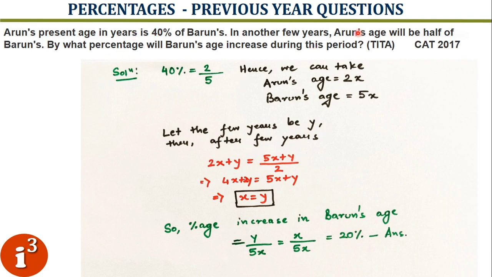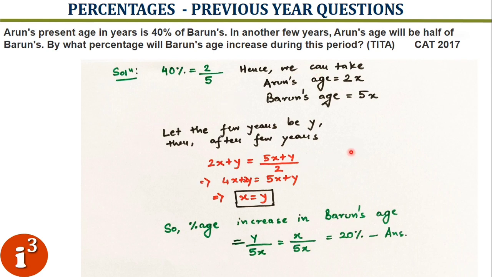But it is given that after these years, Arun's age will be half of Barun's. So 2x plus y, that is Arun's age, is half of Barun's, that is 5x plus y. From this you see 4x plus 2y equal to 5x plus y, so x equal to y. Means the few years we are talking about in this question is y, so y equal to x. So percentage increase in Barun's age: initially Barun's age was 5x, it increased by y, means x by 5x, which is 1 by 5, is 20%. So Barun's age increased by 20%.